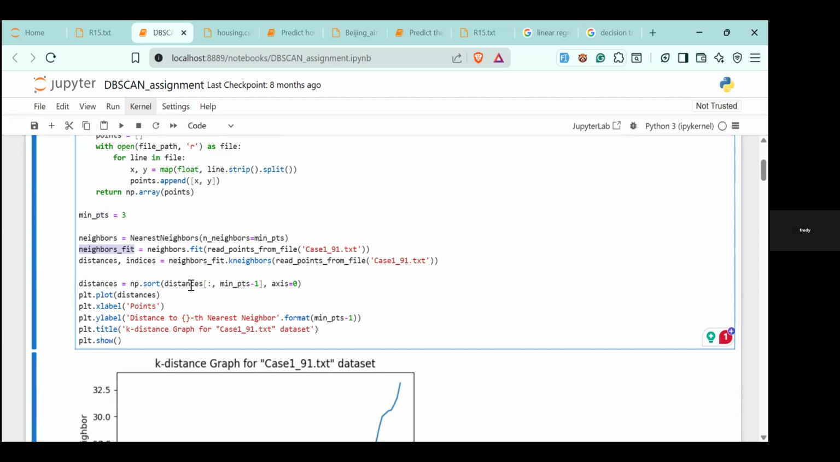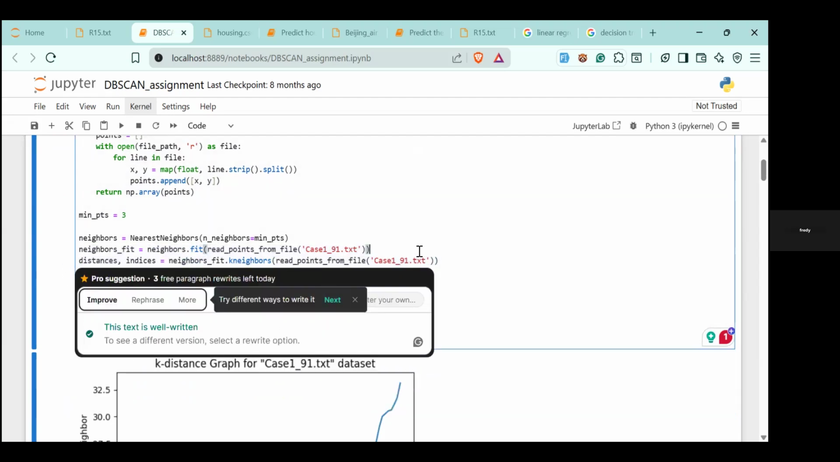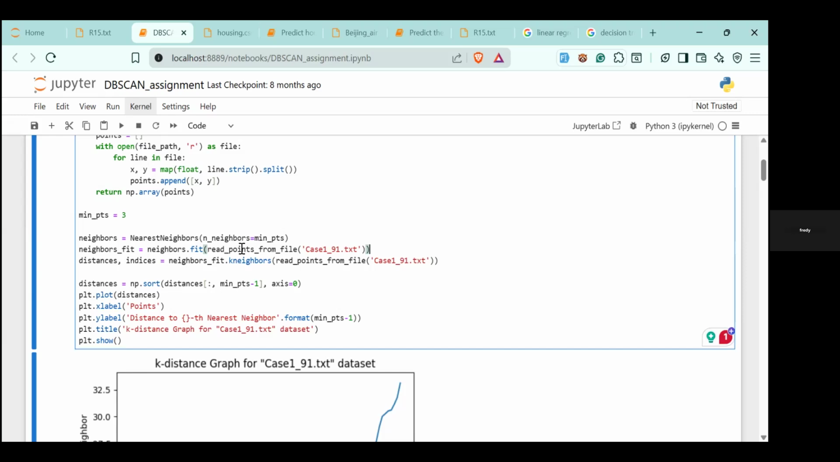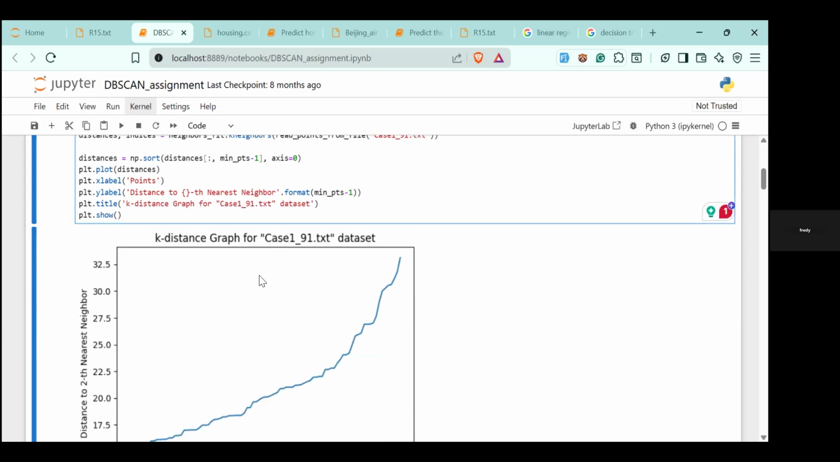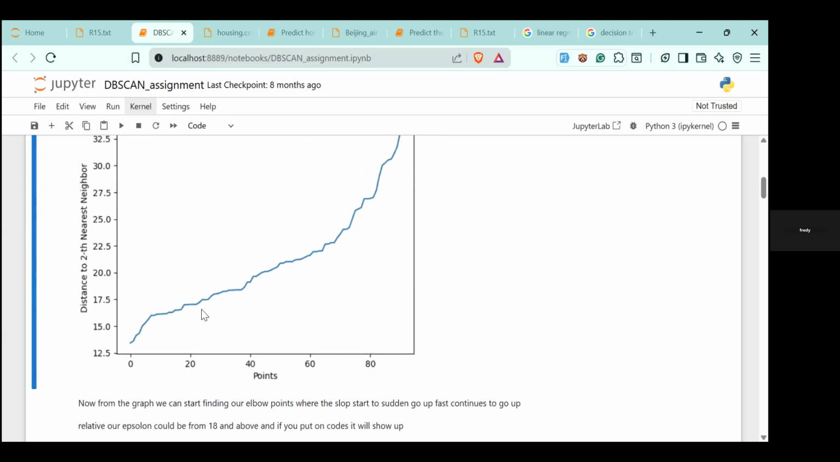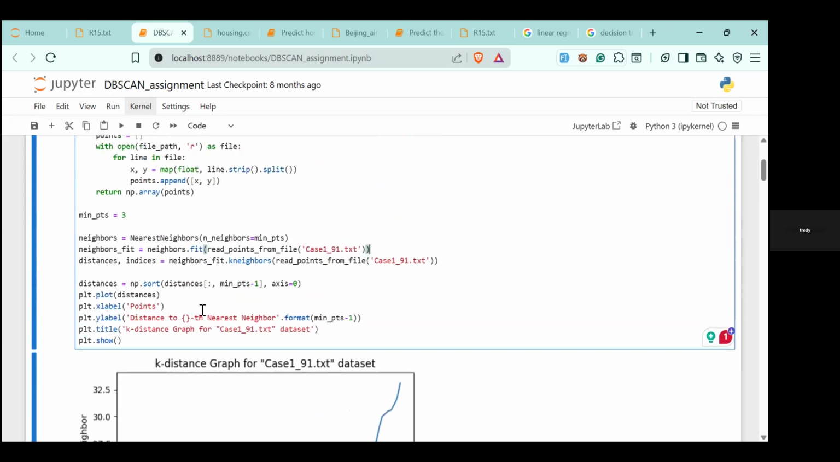k-distance graph. So we can see these two lines are getting the neighbors fit from the data set. It's getting the neighbors fit, and then the neighbors fit is getting distances and indexes, which are used to draw the k-distance graph. From these points, we get the distances, and then we sort them, and then we go on plotting the k graph.